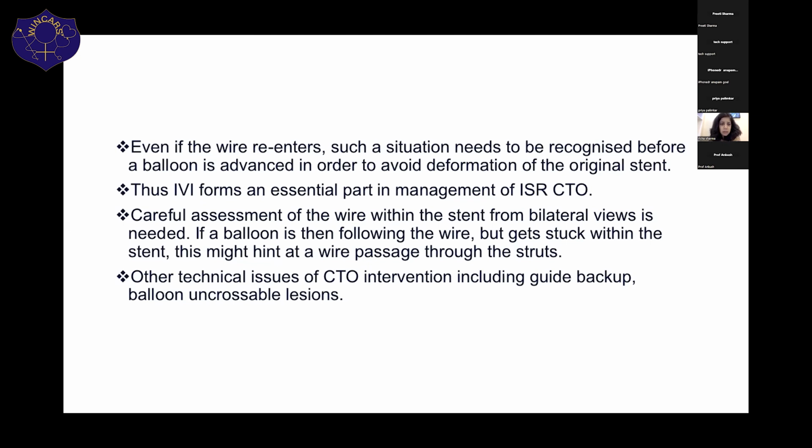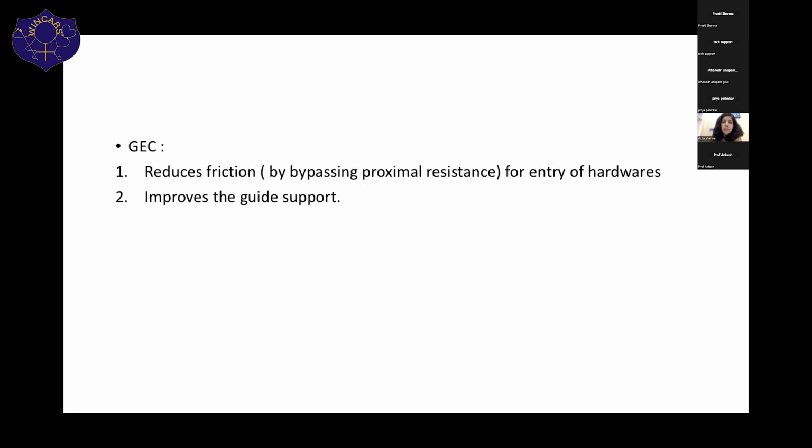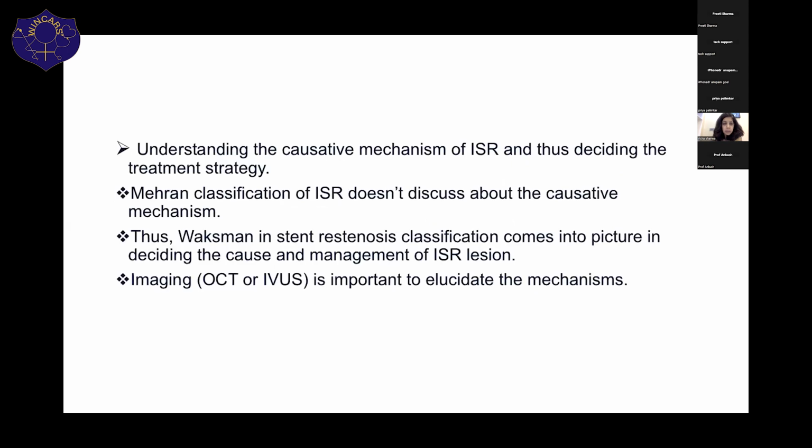If a balloon is following the wire but gets stuck within the stent, this might hint at a wire passage through the strut. So other technical issues are guide backup and balloon uncrossable lesion, which we quite commonly encounter. So guide extension is a bailout in such cases, and the other option that we usually have is rotablation. Guide extension reduces friction for the entry of hardware, and it improves the guide support as well.